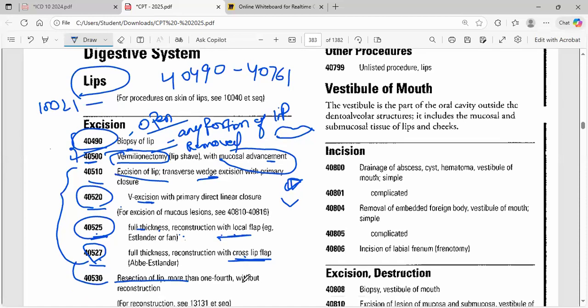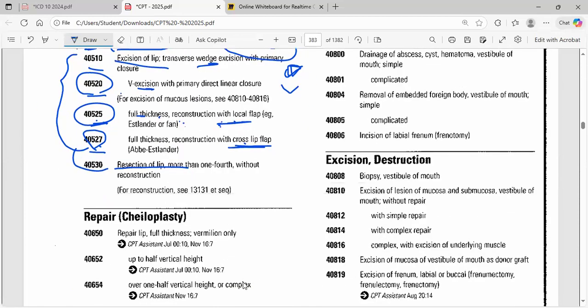If it is more than one-fourth and without restriction, the doctor is not doing any kind of reconstruction there, not advancement, not flap, nothing, then we are going to use 40530. This one is without reconstruction.